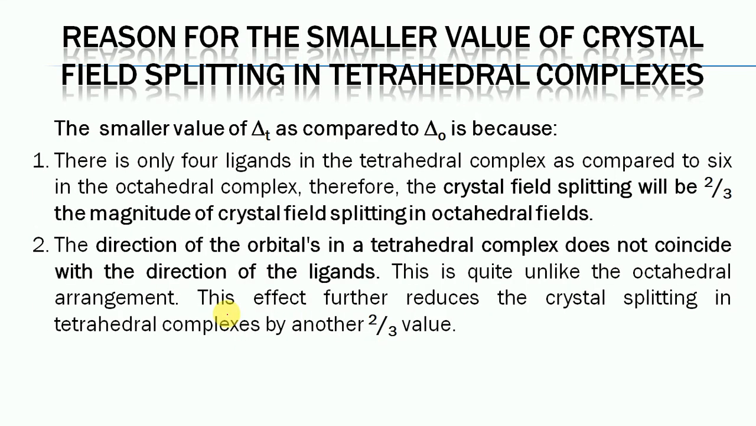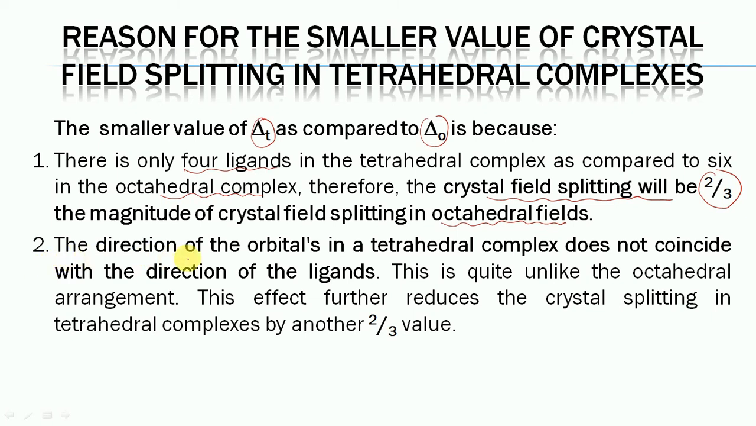Now, the reason for the smaller value of crystal field splitting in the case of tetrahedral complexes. The smaller value of delta T as compared to delta O is due to these two reasons. In tetrahedral complexes, there are only 4 ligands as compared to 6 ligands in octahedral complexes. Therefore, the crystal field splitting will be 2/3 of the magnitude of the crystal field splitting in the octahedral field.